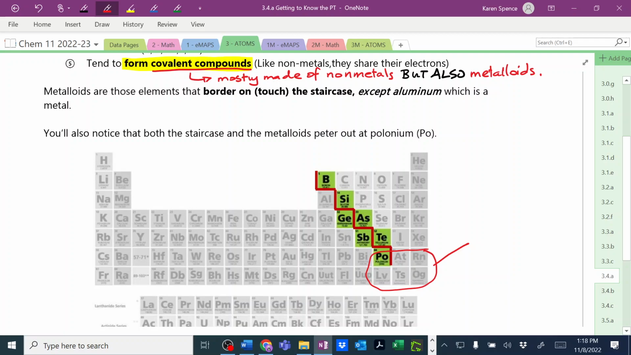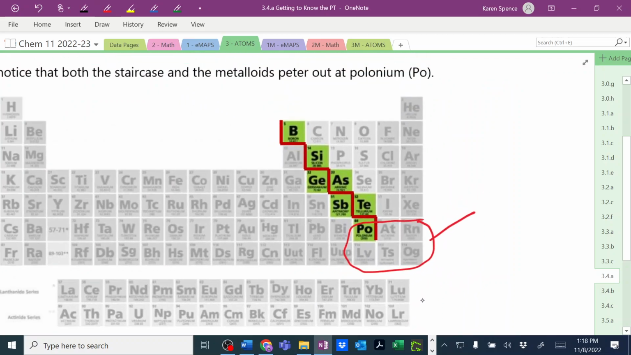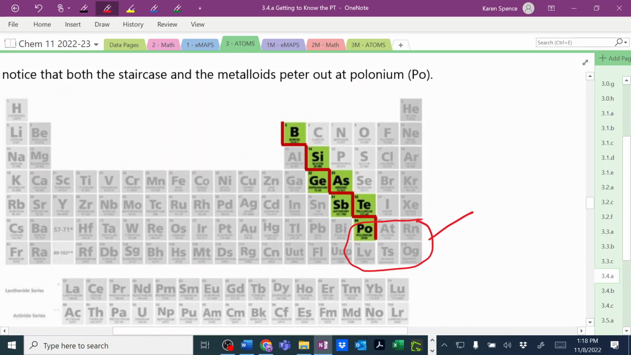So people are always like, well, what happens after polonium? What is astatine one? Is this LV one? I don't even know what LV is. You know what I mean? LV, livermorium, I don't know. Anyway, what's TS? I don't know. OG, I can't even read that. Okay. These guys down here are man-made. They are unstable.